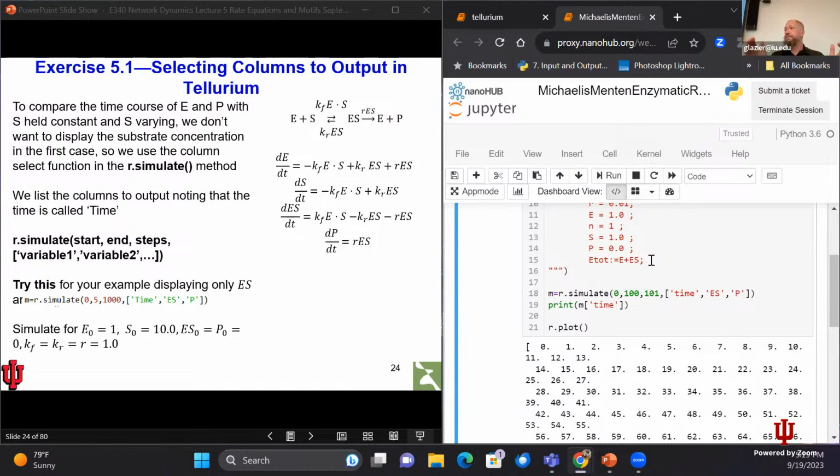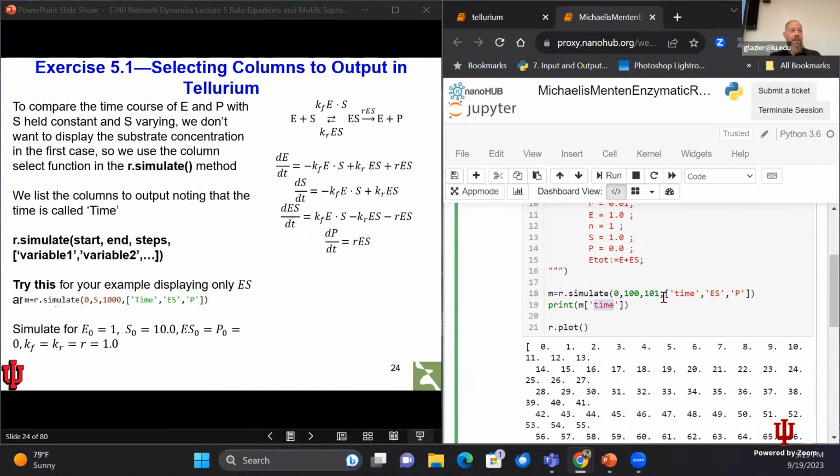M is this array. And if it were just a pure array, like a numpy array, I would have to say, give me column 1, give me column 2, give me column 3. But because it's actually a table which has the headings, if I say, give me M square bracket, and then the name of the column, it will return the values of that column. That's pretty useful.